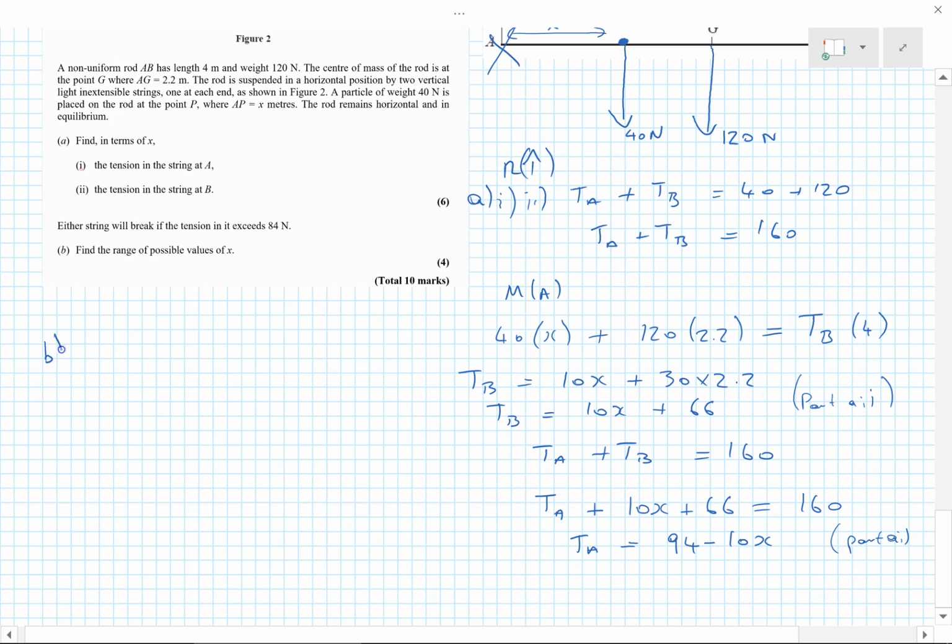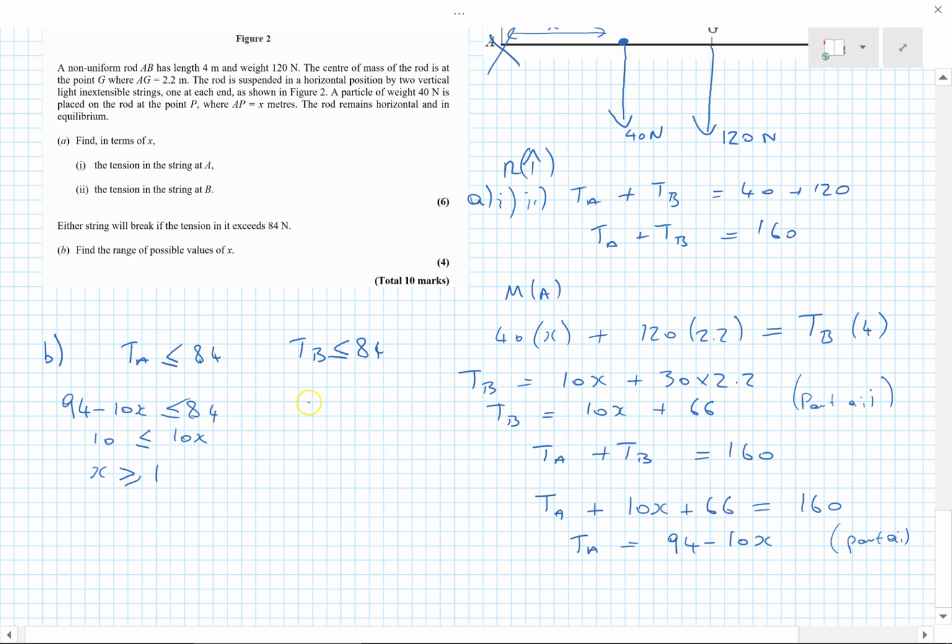Then part B says either string will break if the tension exceeds 84 newtons. So that means that these tensions need to be less than or equal to 84 newtons. So we can say TA has got to be less than or equal to 84, and TB has got to be less than or equal to 84. So let's just do the TA bit first. 94 minus 10x has got to be less than or equal to 84. So that gives me 10 is less than or equal to 10x. So x is greater than or equal to 1. Just swapping the inequality around a bit.